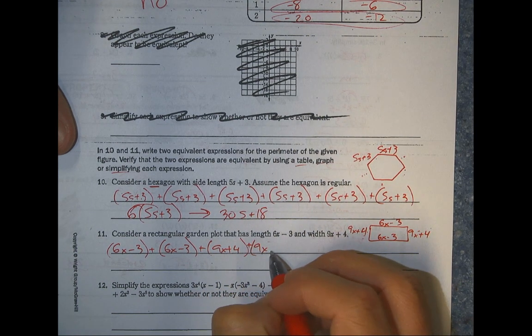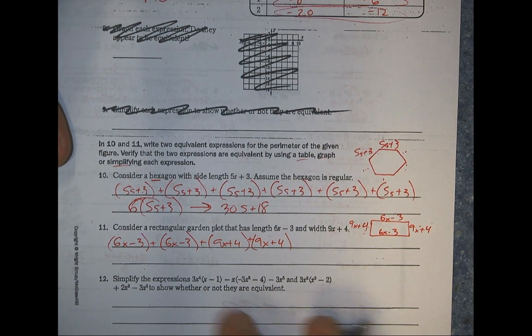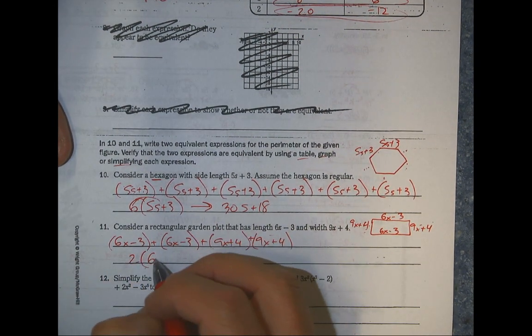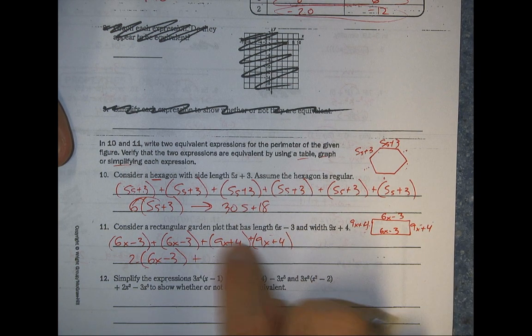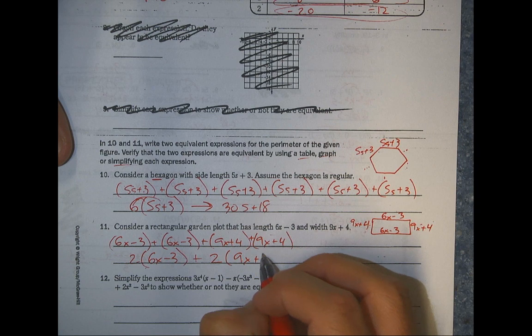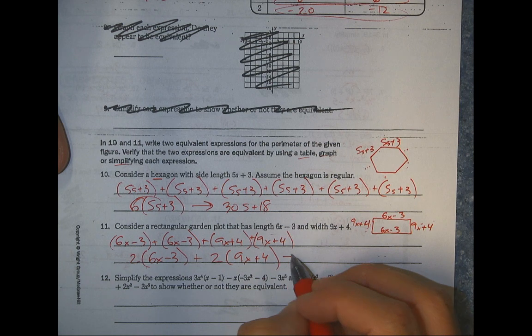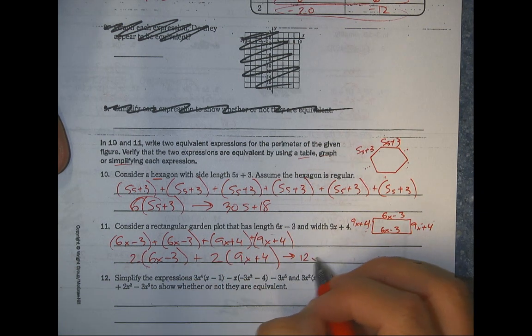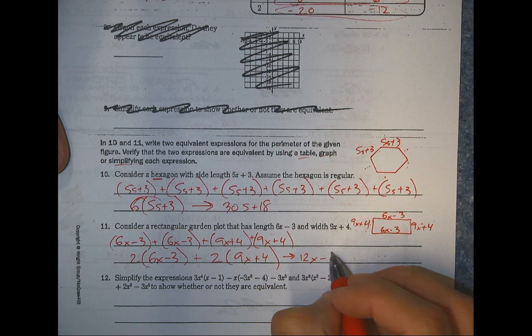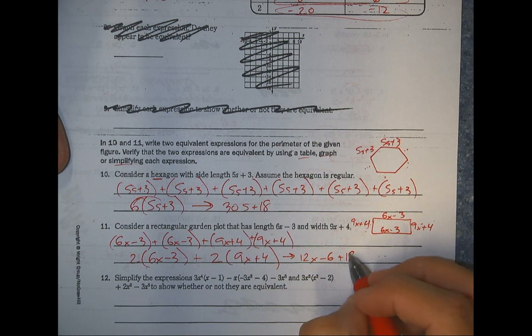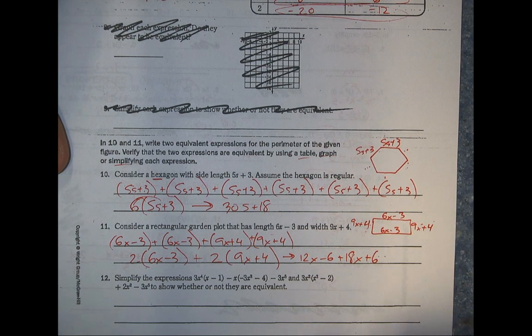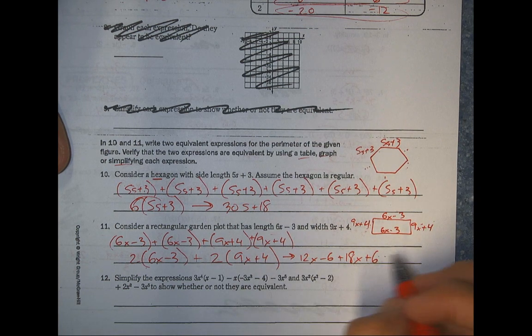plus twice. So what's another way to write that? Instead of writing this twice, it'd be 2 times 6x minus 3 plus, instead of writing this twice, 2 times 9x plus 4. Okay, and then if you want to prove that these are equivalent, you're going to distribute. This is going to take 2 quick steps here. So I'm going to get 12x, and I'm going to get minus 6 plus 18x plus 6. Not plus 6, plus 8. All right, 2 times 4 is 8. I knew something was off.